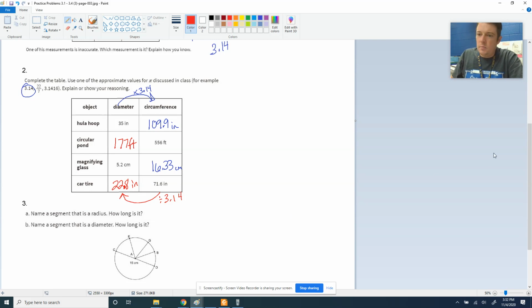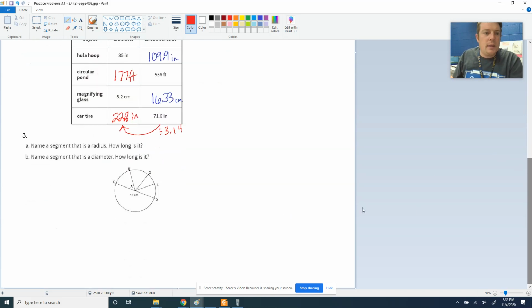All right, moving on to number 3. Name a segment that is a radius. How long is it? All right, looks like the diameter is 15, so a radius would be, let's do this one, EA, halfway across, and it would be 15 halves, or 15 cut in half, which is 7.5 centimeters.